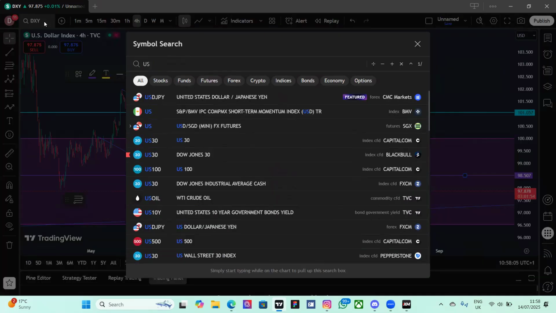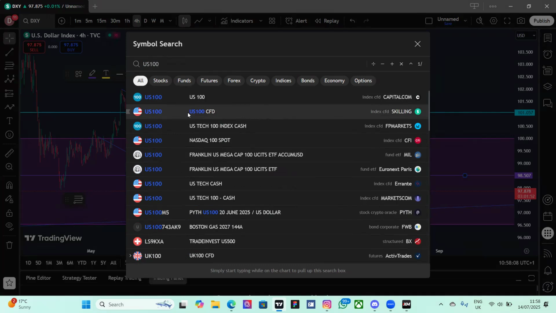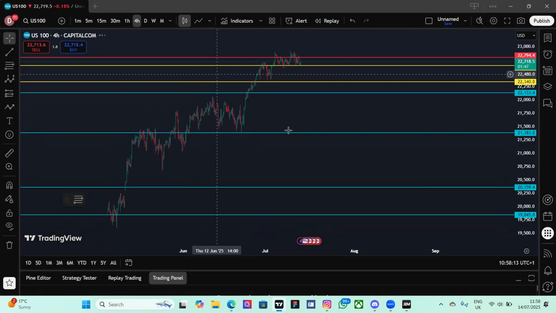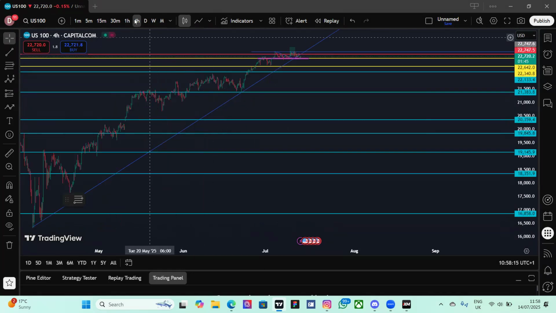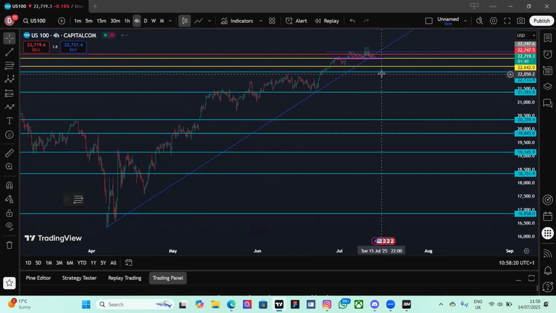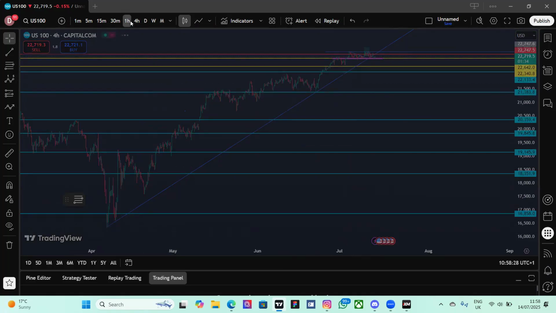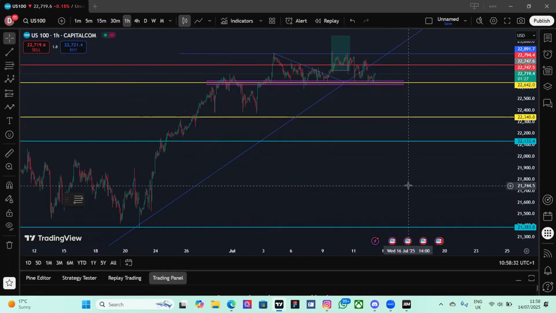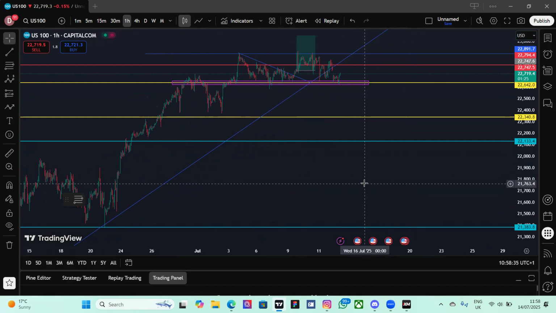So looking at US100. As I explained last week, this trend line is pushing to the upside. We've kind of broken that, but I feel as if NASDAQ sometimes doesn't necessarily respect long term trend lines, especially on the big time frames.